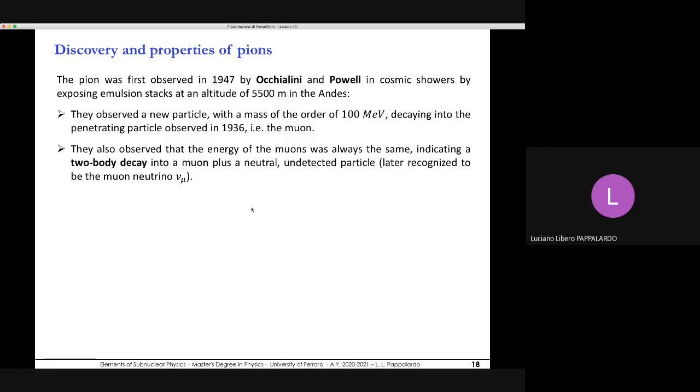So they observed a new particle, this time with a mass still of the order of 100 MeV, but now decaying into exactly the penetrating particle that was observed in 1936. So this new particle was indeed decaying into a muon. Furthermore, it was also observed that the energy of the muon was always the same, and this clearly indicated a two-body decay into a muon, which was observed, plus something that was not observed. So there had to be some neutral undetected particle, which was later recognized to be the muon neutrino.